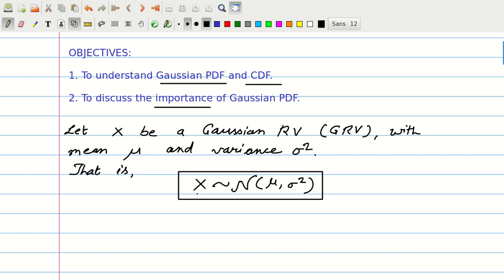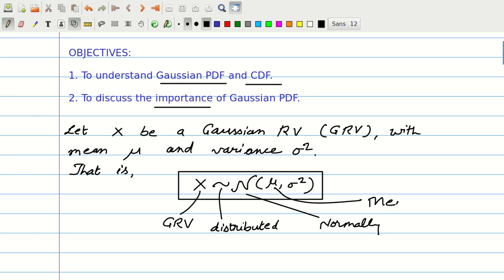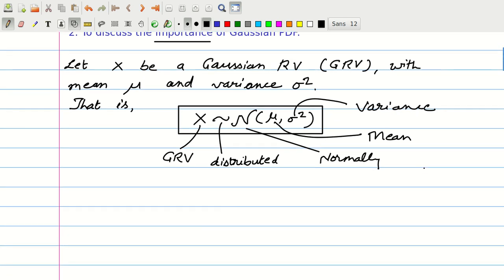Let us note clearly, this x denotes the random variable. This symbol is used to show the distribution. So, distributed as normally. This script n is used to denote the normal distribution. Mu denotes the mean and sigma square denotes the variance. The sigma, which is the square root of the variance, is the standard deviation.